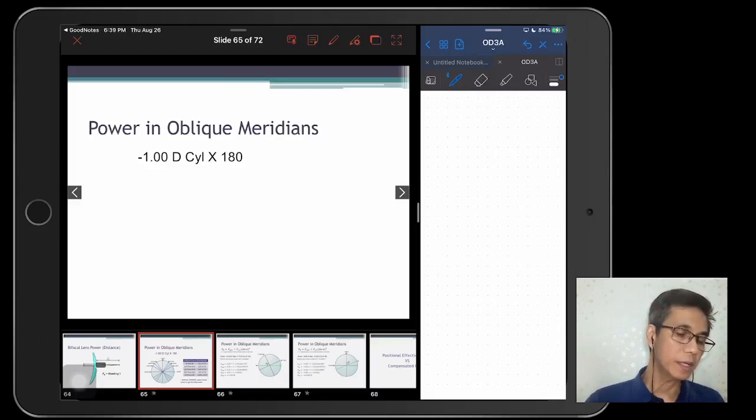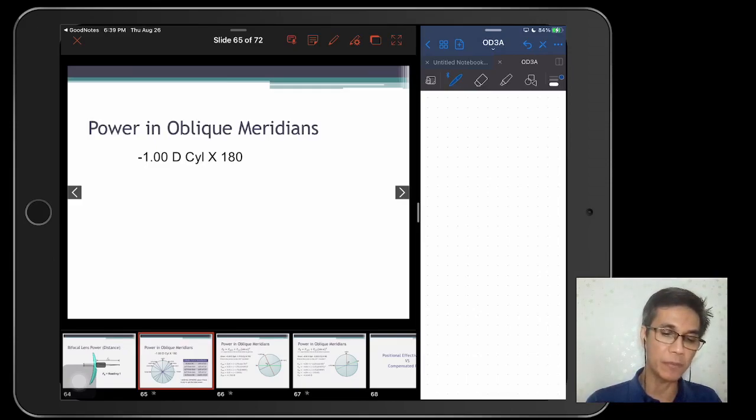Okay, if we are given a lens power of, let's say, -1 diopter, cylinder axis 180, madali natin makukuha kung ano yung magiging lens power, di ba? Sabi natin, what is the power at the principal meridians? Of course, kailangan natin intindihin muna, ano ba yung dalawang principal meridians?